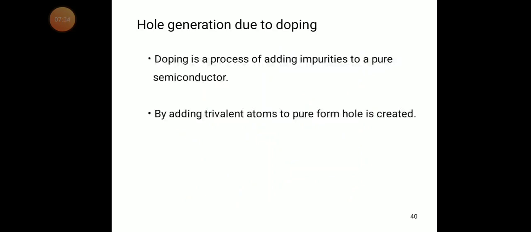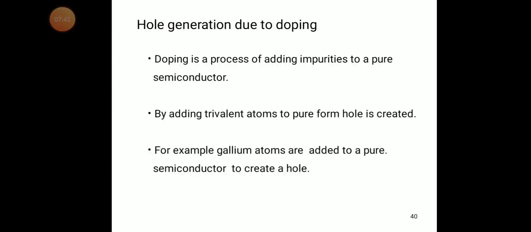Doping is a process of adding impurities to a pure semiconductor. By adding trivalent atoms, meaning atoms with 3 outer electrons, to the pure form of a semiconductor, a hole is created. For example, gallium atoms are added to a pure semiconductor to create a hole.